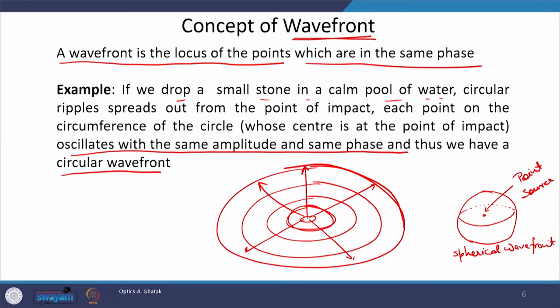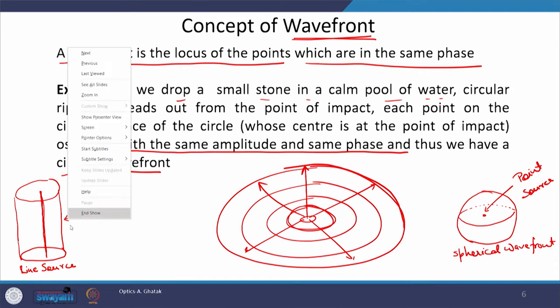Now, instead of a point, let us pick a line source. This red line is, suppose, our line source, which has almost zero width, and it is very long in length, and let us call it a line source. What would be the shape of the wavefront in case of a line source? It can easily be guessed, and the wavefront which this line source will emit would be in the form of a cylinder. Therefore, a line source emits a cylindrical wavefront.